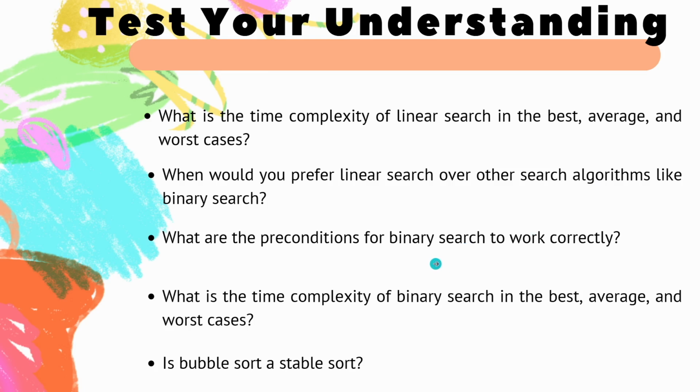The second question is, when would you prefer linear search over other search algorithms like binary search? Linear search can be applied to an array which is either sorted or unsorted. So if our array is unsorted, then we can go with a linear search. Also, if the number of elements to be searched is few, and the array size itself is small, then in such cases it is preferable to use linear search rather than binary search.